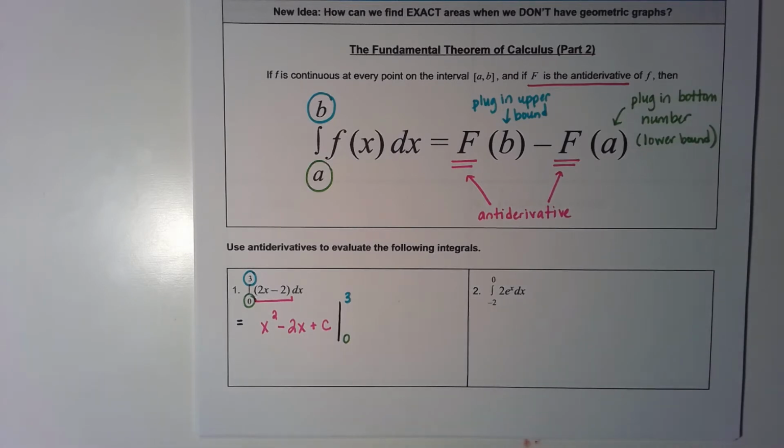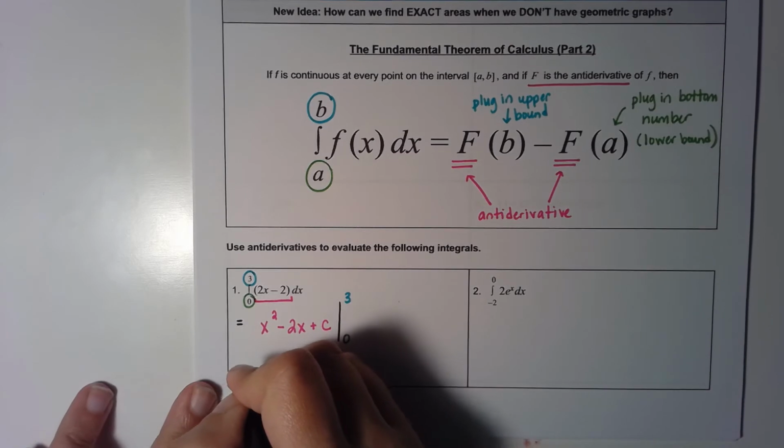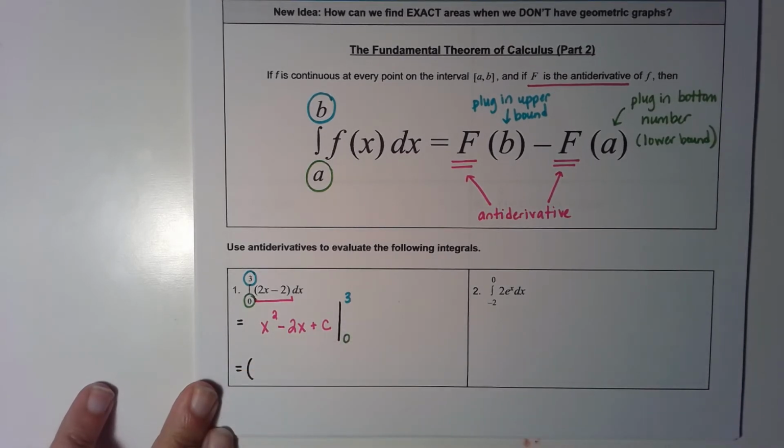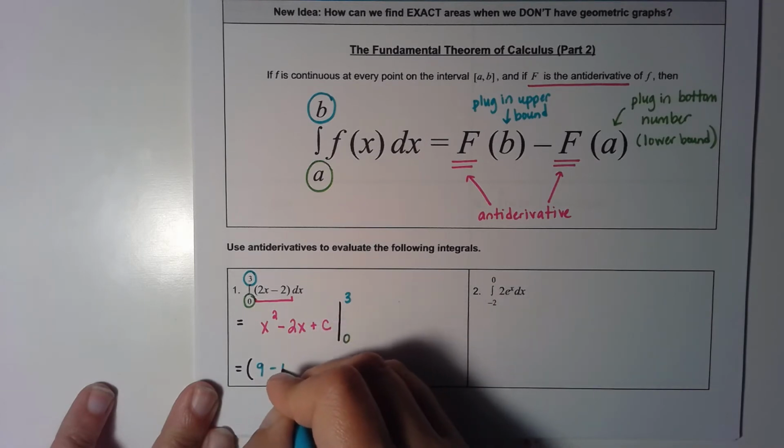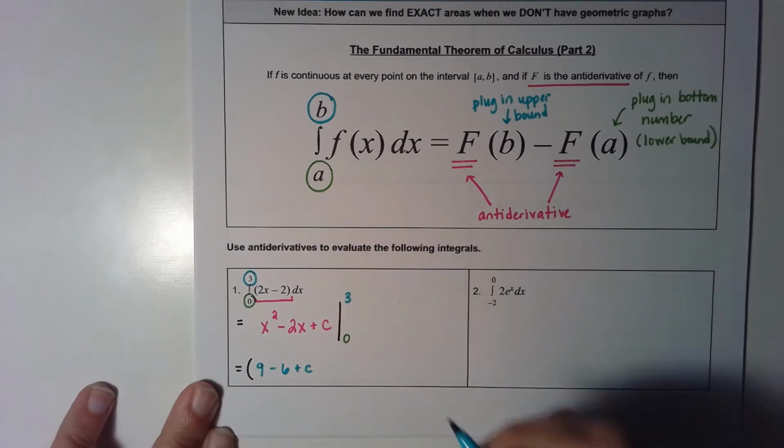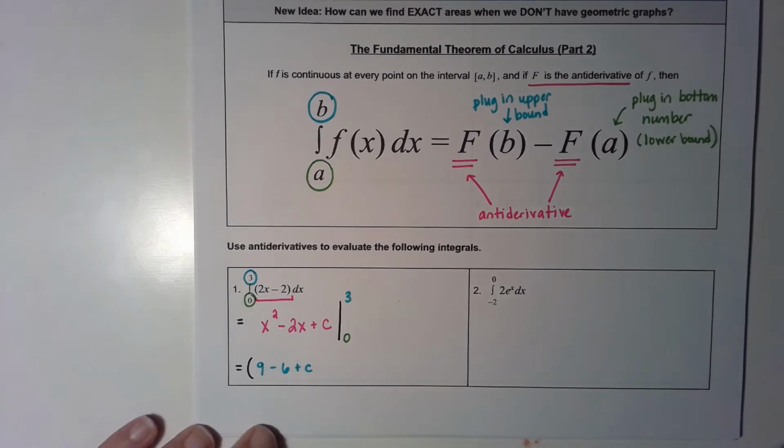Now you're going to plug in your top number first. So you're going to plug in the top number first, which means you're going to get 3 squared, which is 9, minus 2 times 3, which is 6, plus c. So you're plugging in that top number.